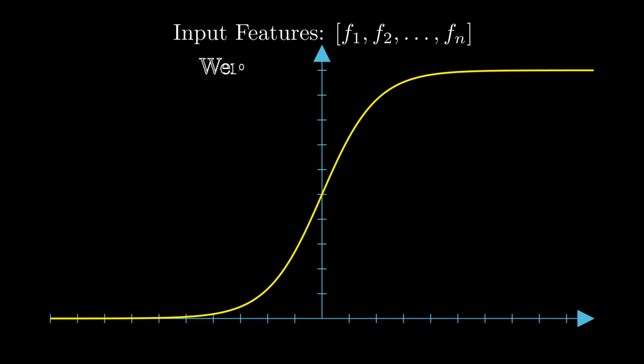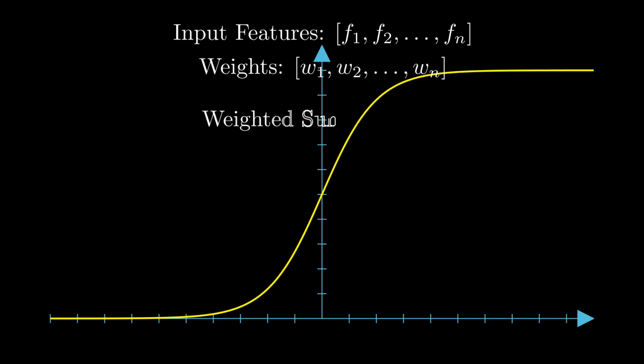Weights. Each feature is associated with a weight. These weights are learned by the neural network during training and represent how important each feature is in making the spam classification. Weighted sum. The weighted sum is calculated by multiplying each feature by its corresponding weight and then summing these products. This sum gives us a raw score before any activation function is applied.